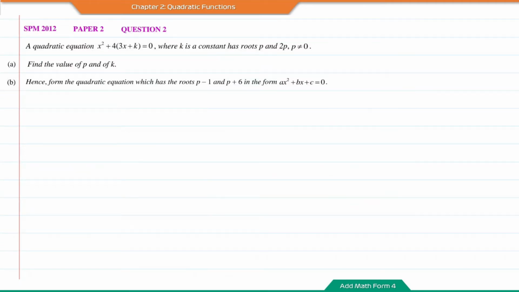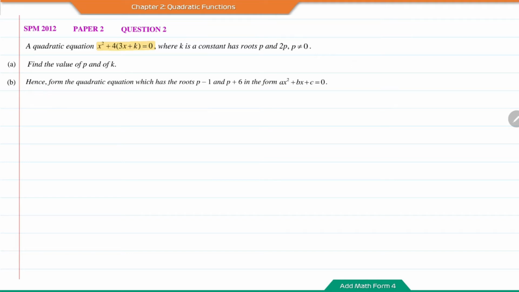From SPM 2012, paper 2, question number 2. A quadratic equation x squared plus 4 bracket 3x plus k equal to 0, where k is a constant, has roots p and 2p, and p is not equal to 0. A, find the value of p and of k. B, hence form the quadratic equation which has the roots p minus 1 and p plus 6 in the form ax squared plus bx plus c equal to 0.